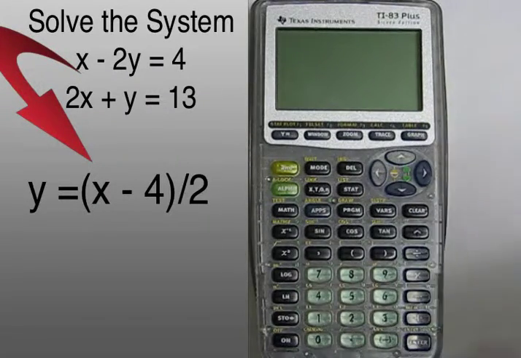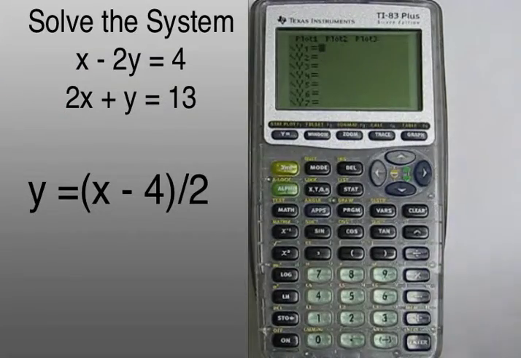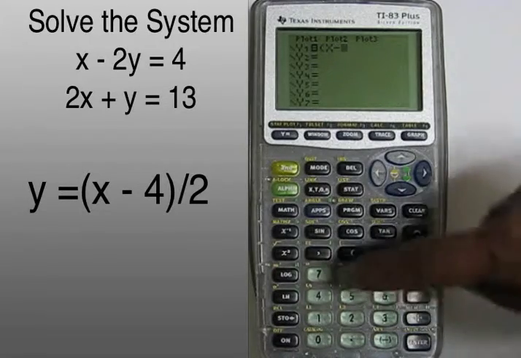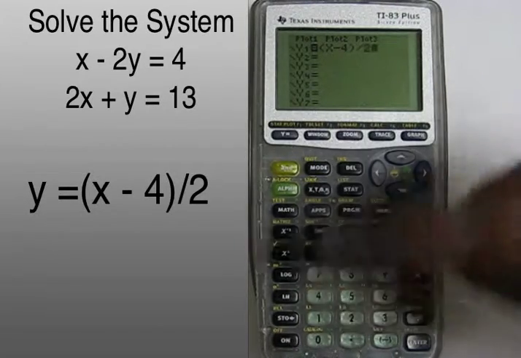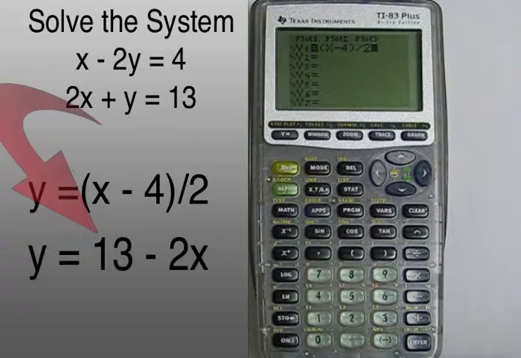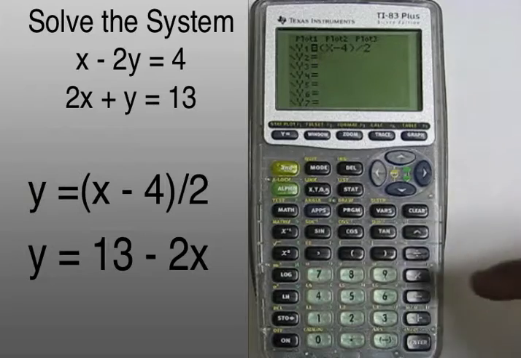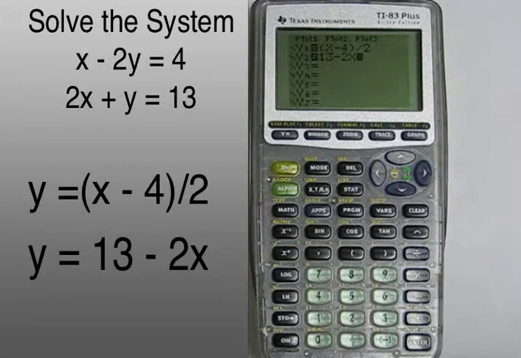So we put that in our graphing calculator, turn it on here, and go into the y equals editor. We put in parentheses x, where the variable is, x minus 4, close parentheses, all divided by 2. So that's our first equation. The second equation, 2x plus y equals 13, if you solve that for y, you simply move the 2x over, and we get y equals 13 minus 2x. So under y2, we put y2 equals 13 minus 2x. So there are our two equations.